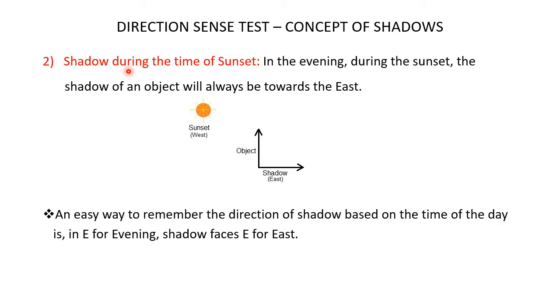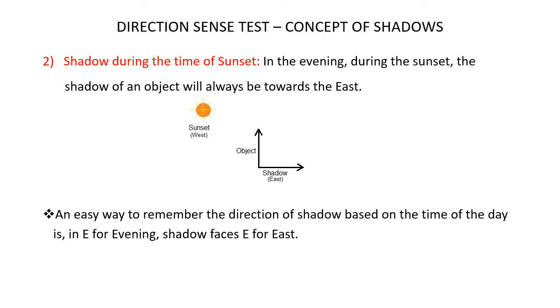Now let's see what happens during the time of sunset. In the evening, during the sunset, the shadow of an object will always be towards the east. Now, in the evening, you know that the sun sets in the west. So, the shadow of any object will fall in the opposite direction to the light source. So, if the sun sets in the west, the shadow of any object will be towards the east.